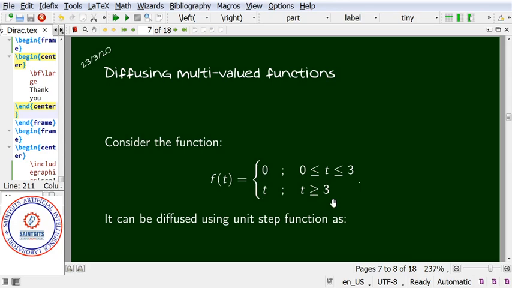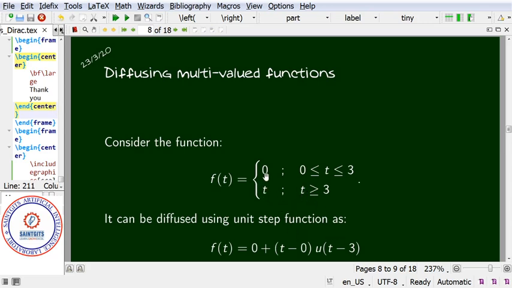Now we are going to diffuse this function together and put it into a single line definition. Look into the definition and how to write this f of t. First of all, write the basic definition. That basic, or initial, definition is 0. So 0 plus the difference of these values, t minus 0, into u of t minus 3. Here the higher value is t. So subtract from t, u of t minus 3.